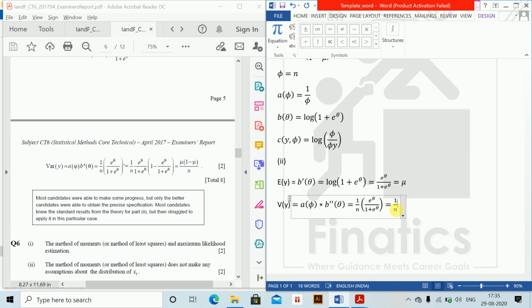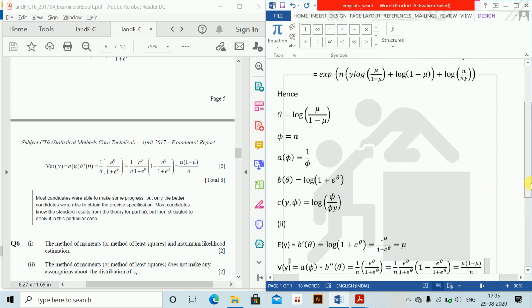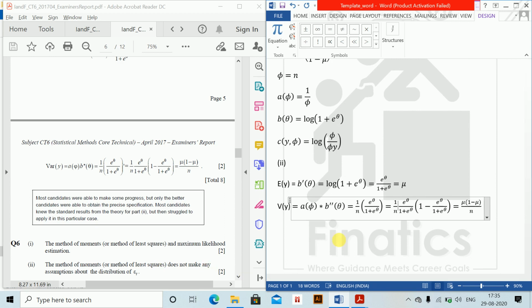Equals to this into this, basically opening now, and 1 minus control v e to the power theta less than theta equals to what happens, \mu 1 minus \mu divided by n. So this is our answer for variance of y. All has come from above, from what we have been writing. Okay, so this is done.